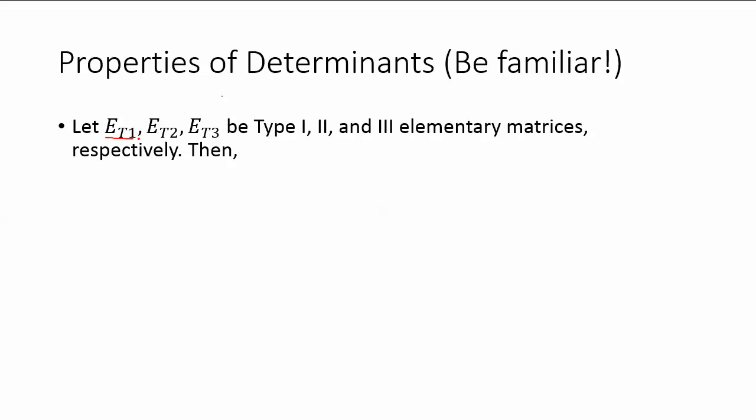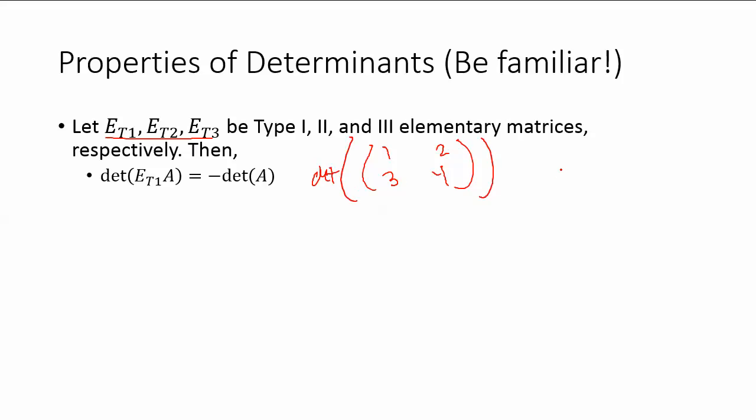So let's look at 3 elementary matrices, type 1, type 2, and type 3. Then we can conclude that the determinant of an elementary matrix times our square A matrix is going to simply be the negative of the determinant of A. So what does that tell me? Well, type 1 matrix is one in which I basically interchange 2 rows, right? So if I interchange 2 rows, like for example 1, 2, 3, 4, that matrix right there, and I look at the determinant of this guy, the determinant of the matrix right there is going to be 1 times 4 minus 3 times 2, which gives me 4 minus 6, which is -2.